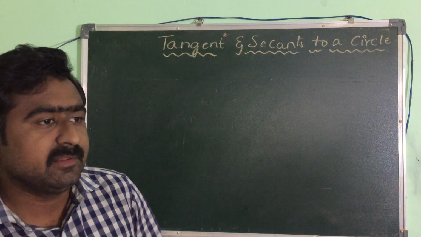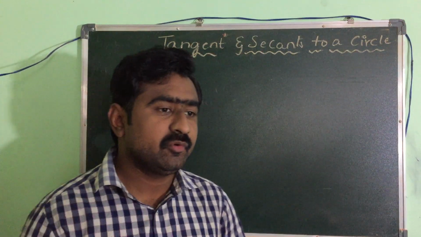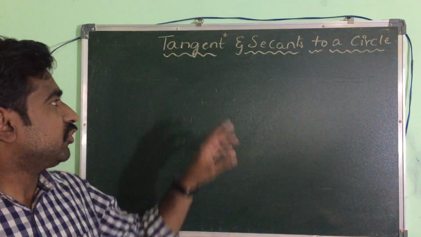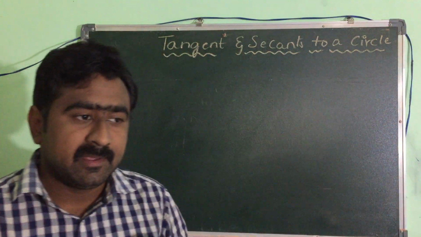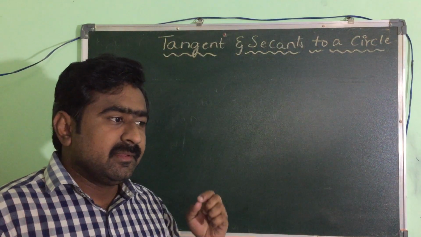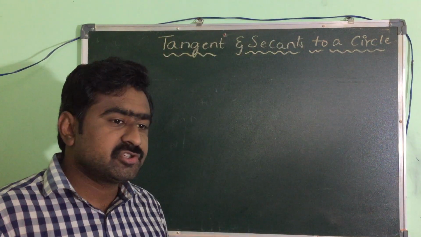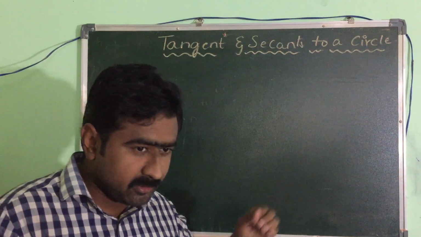Today in this session, we are going to discuss a mathematical concept related to the 10th standard, which is about tangents and secants to a circle. It is very important from the examination point of view. In this unit, there is a chance of being asked an 8 marks question, a 4 marks question, and a 1 mark question in the public examination.